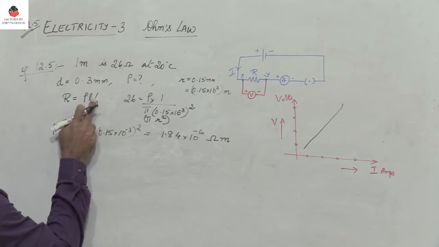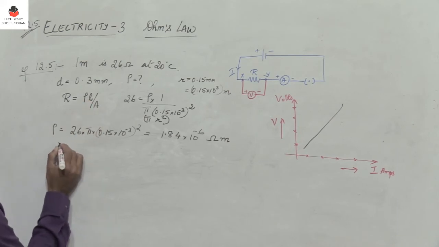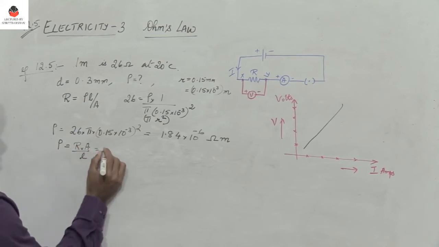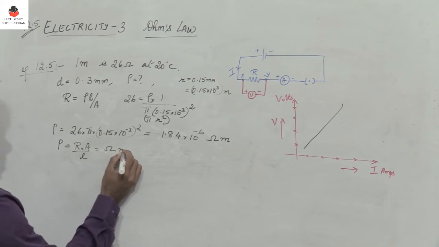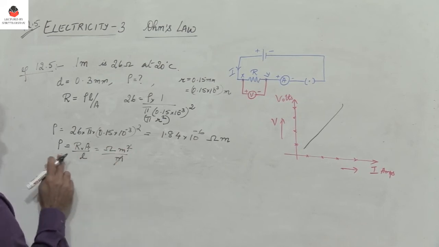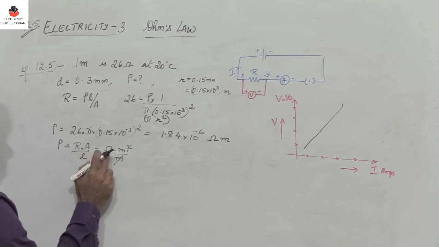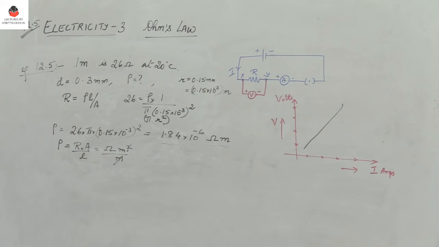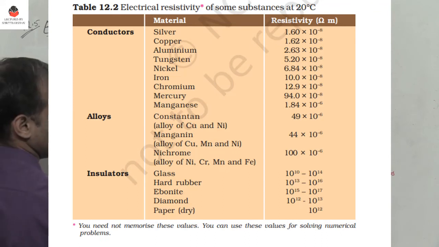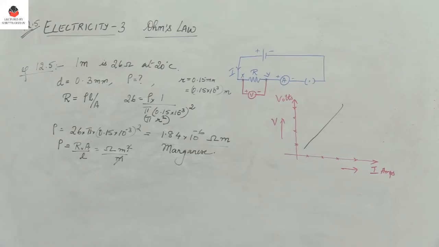How is it ohm meter? Let me write rho as R into A by L. Resistance is in ohms, area is in meter square, and what about length L? It is in meters. So therefore the unit of resistivity is ohm meter. Now from the table we find that 1.84 into 10 power minus 6 is manganese. So therefore the material is manganese.